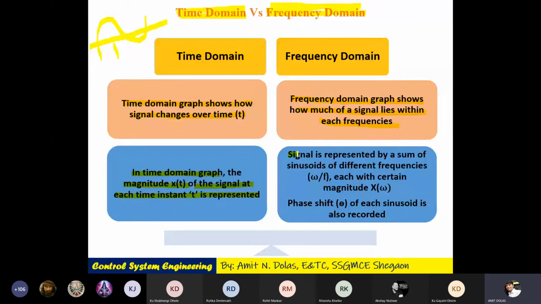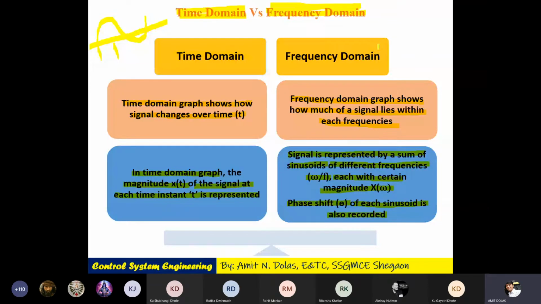What about the frequency domain? The signal is represented by a sum of sinusoids of different frequencies, that is omega or f, each with a certain magnitude, capital X of omega. So if I have 5 components of, say, 1 kilohertz frequency, it will show the sum of all those 5 and its amplitude. And if there is a phase shift, the phase shift theta of each sinusoid is also recorded.